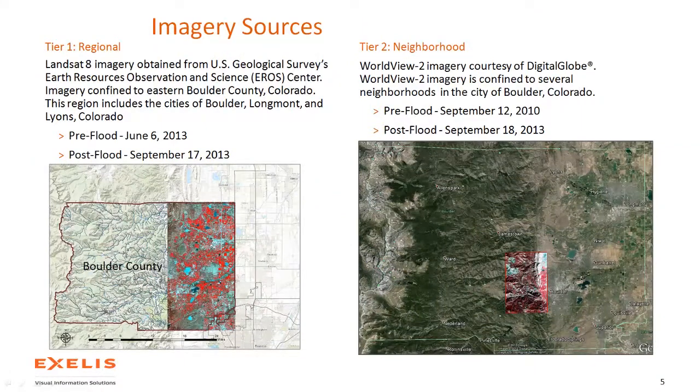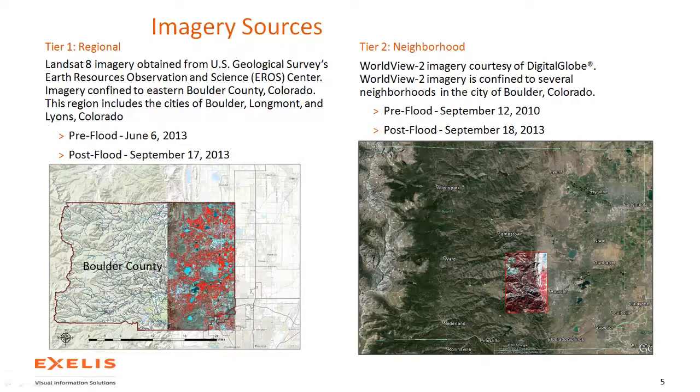For Tier 1 or regional assessment, we will use imagery obtained from the Landsat OLI sensor. This is freely available data provided by the United States Geological Survey's Earth Resources Observation and Science Center. Pre-flood Landsat 8 imagery was captured on June 6, 2013. Post-flood imagery was captured on September 17, 2013.